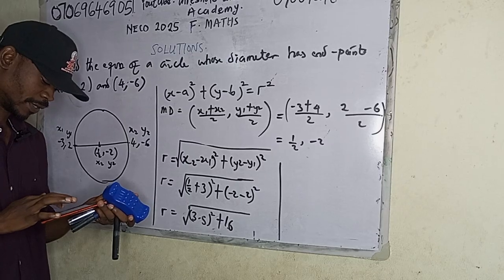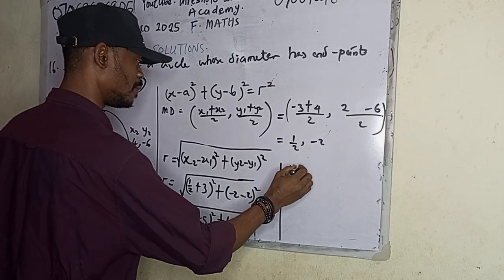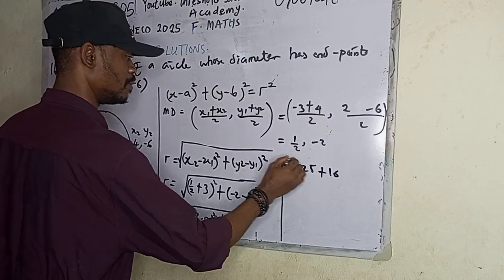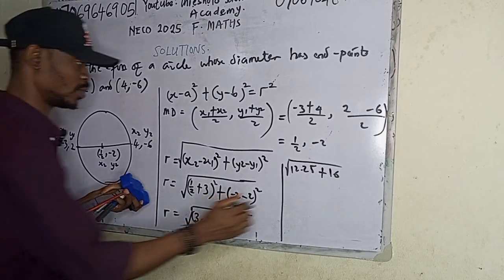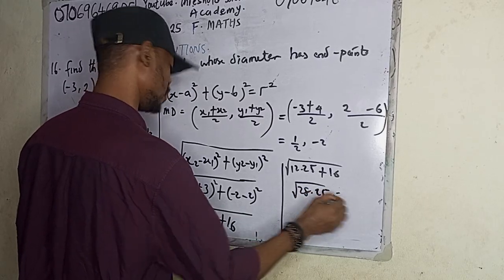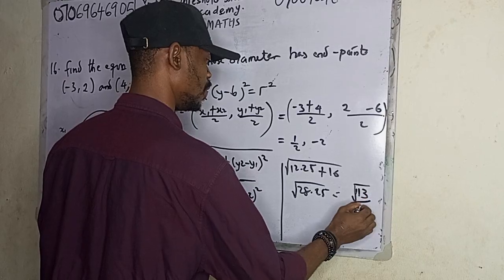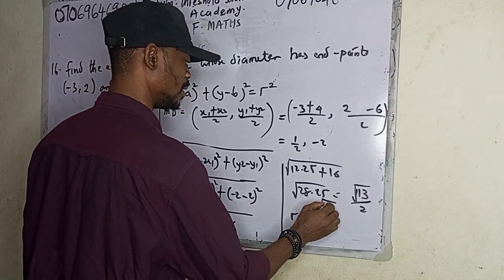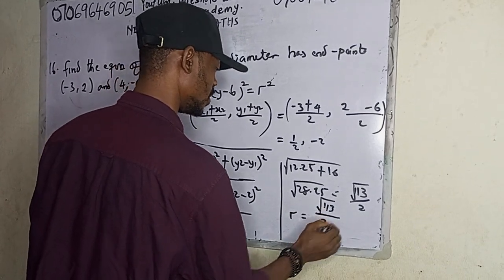So 3.5 times 3.5, that's going to give you 12.25. So I'm having 12.25, plus 16, all square roots. So 12.25 plus 16, that's going to give 28.25. And the square root of 28.25 should be square root of 113 all over 2. That is my r, square root of 113, then all over 2. 2 doesn't have a square root.